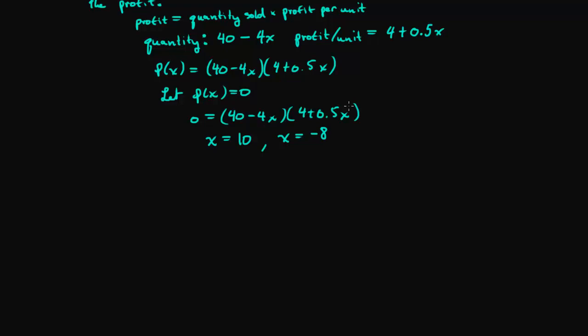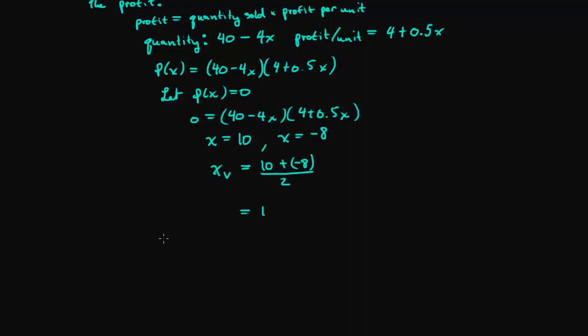These are the x-intercepts of my parabola. Now, the goal here is to figure out what the vertex is. The x value of the vertex is going to be halfway between these two values. So in order to get the x value of the vertex, I add up these two values and divide by 2. I just average the two values. I find that the x value of my vertex is 10 plus negative 8, which is 2, and 2 divided by 2 is just 1.